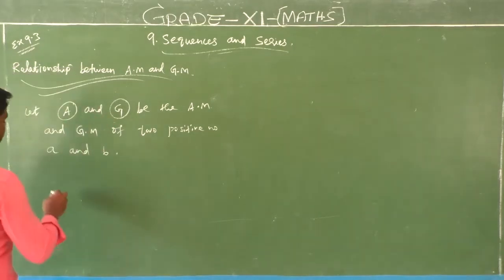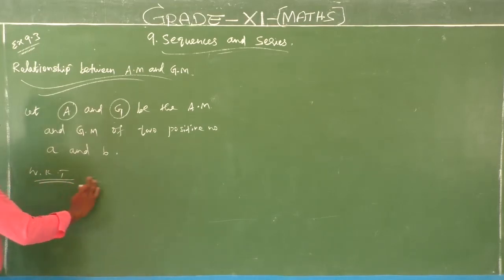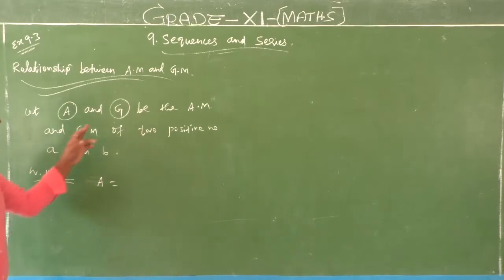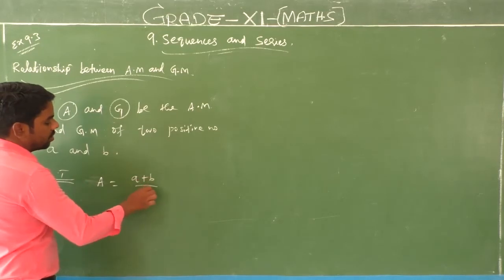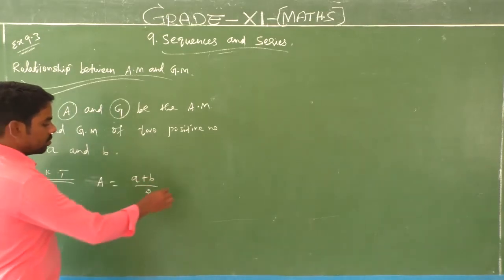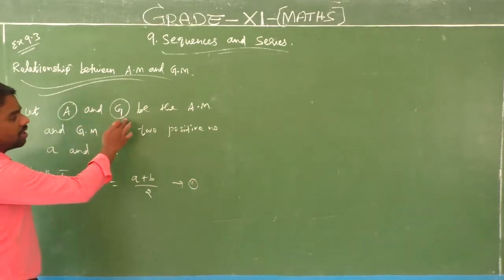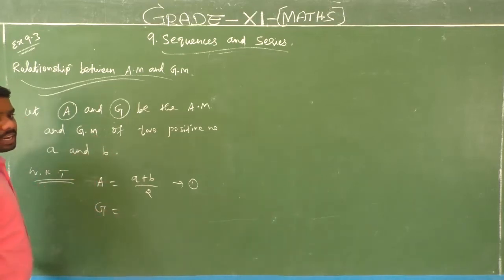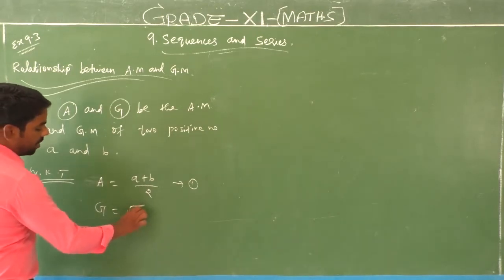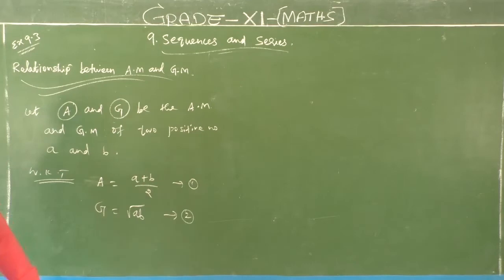Okay, right. You know that the arithmetic mean A of the positive numbers a and b is equal to a plus b divided by 2. This is equation number 1. Next, G: we know that the geometric mean of two numbers a and b is root of ab. This is equation number 2.